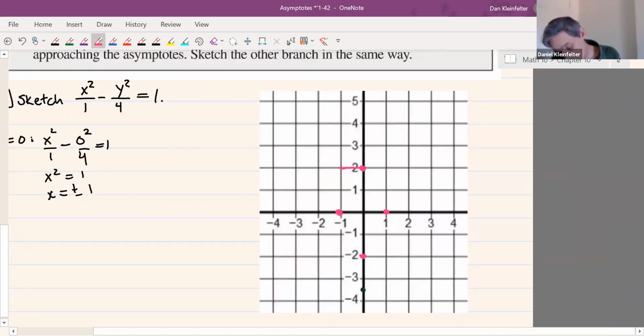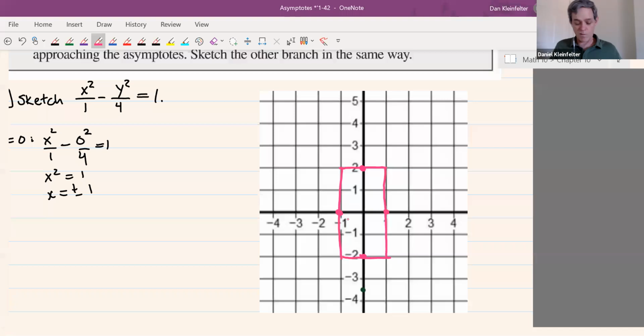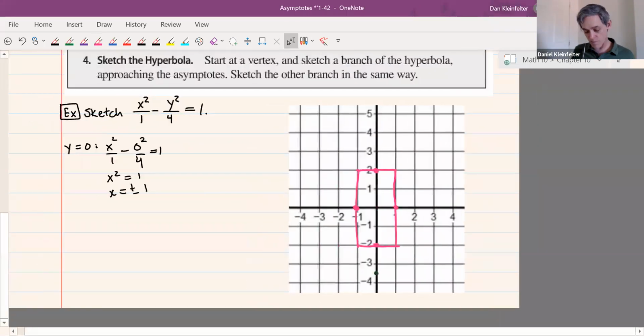What you want to do is draw a rectangle that has those 4 dots on it. Centered at the origin, it's going to be from -1 to 1 in the x direction, and then from -2 to 2 in the y direction. That's what is meant by central box. Okay, and then the central box gives us a way to figure out where the asymptotes are going to have to go. They are going to go through the corners of the box. So let's go ahead and draw that on.